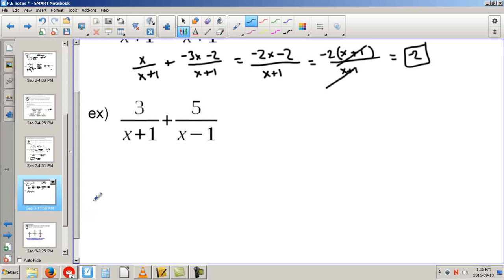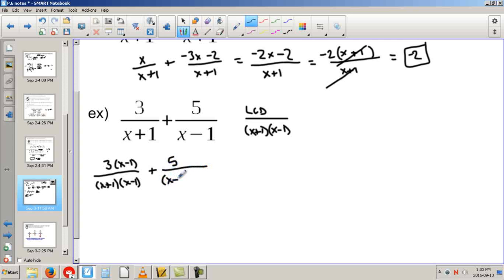This next example, okay, notice the denominators don't match. Well, what would the LCD be? I would need an x plus 1, but I also need an x minus 1. So in order to give both of them the same denominator, the 3 over x plus 1 was missing the x minus 1, but to put it on bottom, I must put it on top. Plus 5 over x minus 1, it needs the x plus 1.